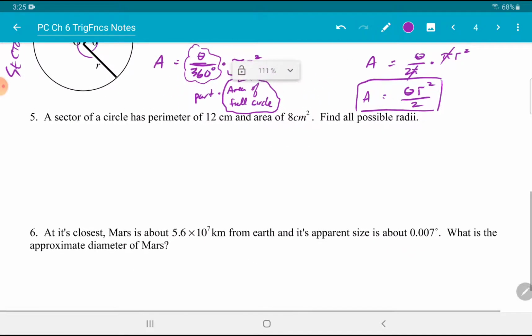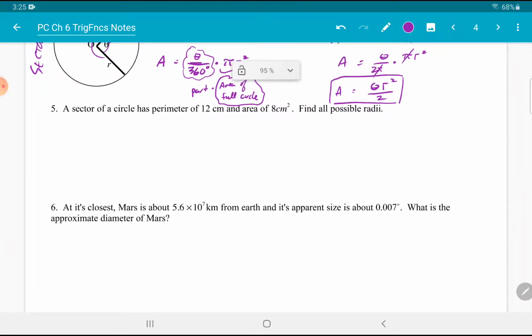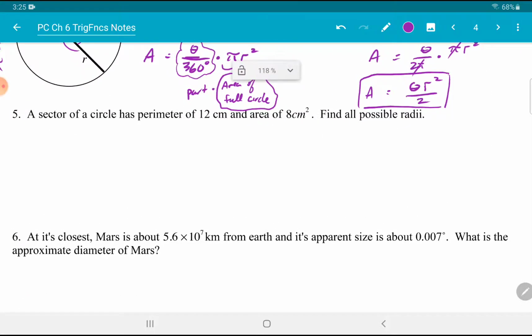All right, let's do another problem here. A sector of a circle has a perimeter of 12 centimeters and an area of 8 centimeters squared. Find all possible radii. So what are we dealing with here? Well, a sector of a circle, so a piece of the circle, is what we want right here, this piece right here.